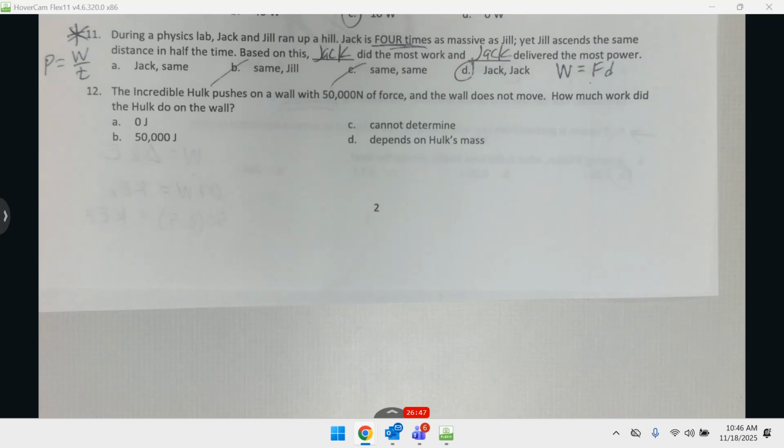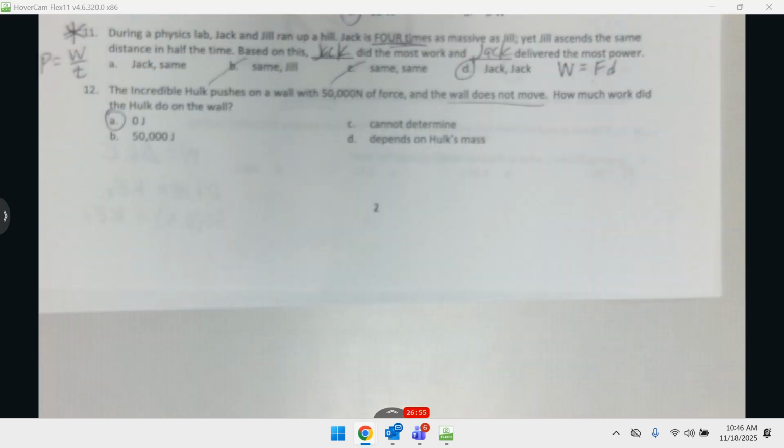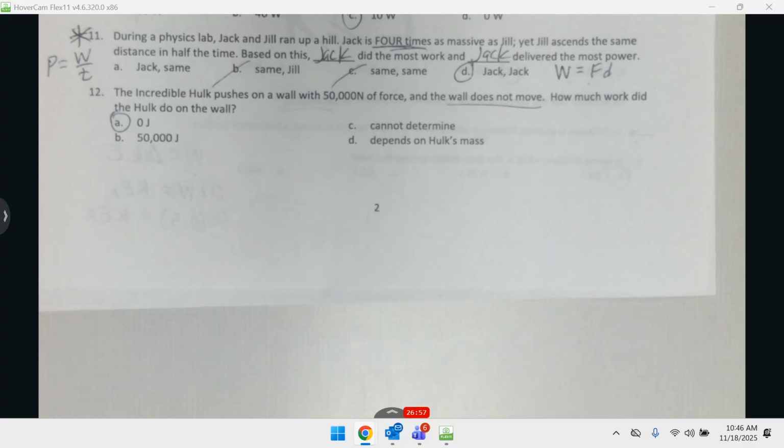Guys, you have to have 2 things in order for work to occur. You have to have displacement. That's one of the things. So if it says does not move, it's going to be 0. You have to have that displacement, and you also have to have the force parallel, or at least some portion of the force has to be parallel to that displacement. If it's perpendicular, that's also not work.